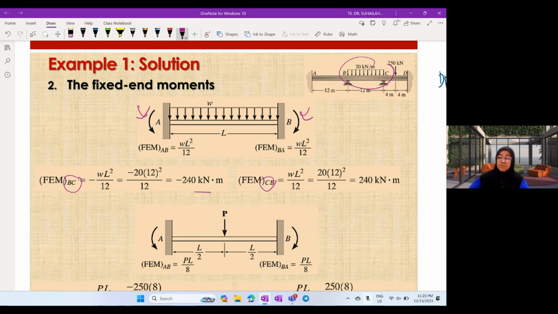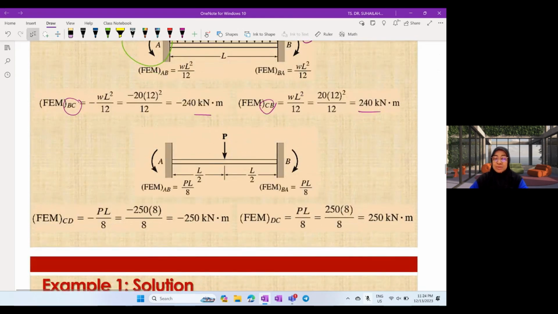We calculate the value, we get 240, but please remember BC, because of the behavior, this is negative. Negative because it is counterclockwise. Sign convention is clockwise positive. It is counterclockwise, so it is opposite, so it is negative. So one negative, one positive for fixed end moment for member BC.